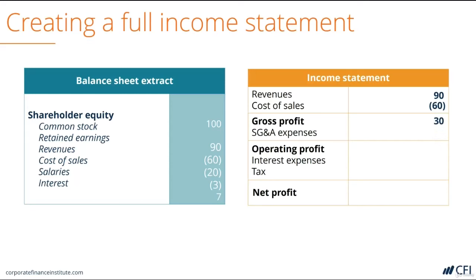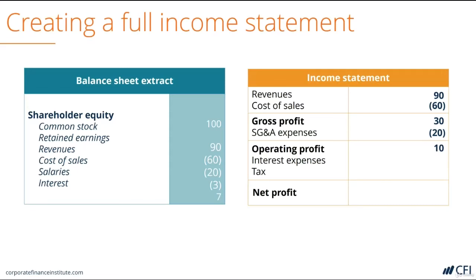Next, we're going to deduct all other operating expenses. As you recall from the earlier example, the only expense we had in this simple example were salaries of 20, so we will deduct those. As we mentioned earlier, all other indirect operating expenses may be referred to as SG&A or simply G&A. After netting out the salaries expense, we arrive at the operating profit subtotal of 10.